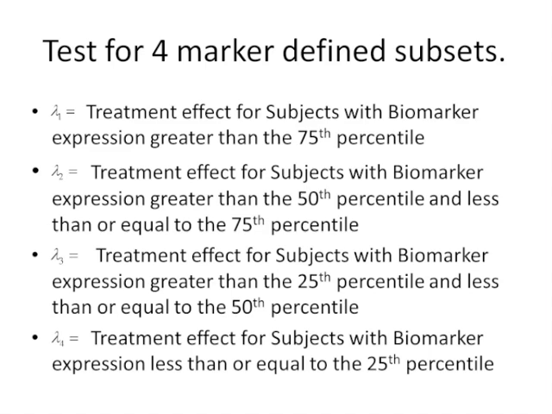Okay, so let's set some notation. We'll use lambda 1 through lambda 4 to define a treatment effect in each of 4 marker subsets, which are defined in terms of the quartiles of the marker distribution. Lambda 1 represents the treatment effect in subjects with marker expression greater than the 75th percentile. Lambda 2 represents the treatment effect in subjects with marker expression between the 50th and 75th percentiles. Lambda 3, the treatment effect between the 25th and 50th marker percentiles, and lambda 4, the treatment effect in subjects with marker expression less than the 25th percentile.